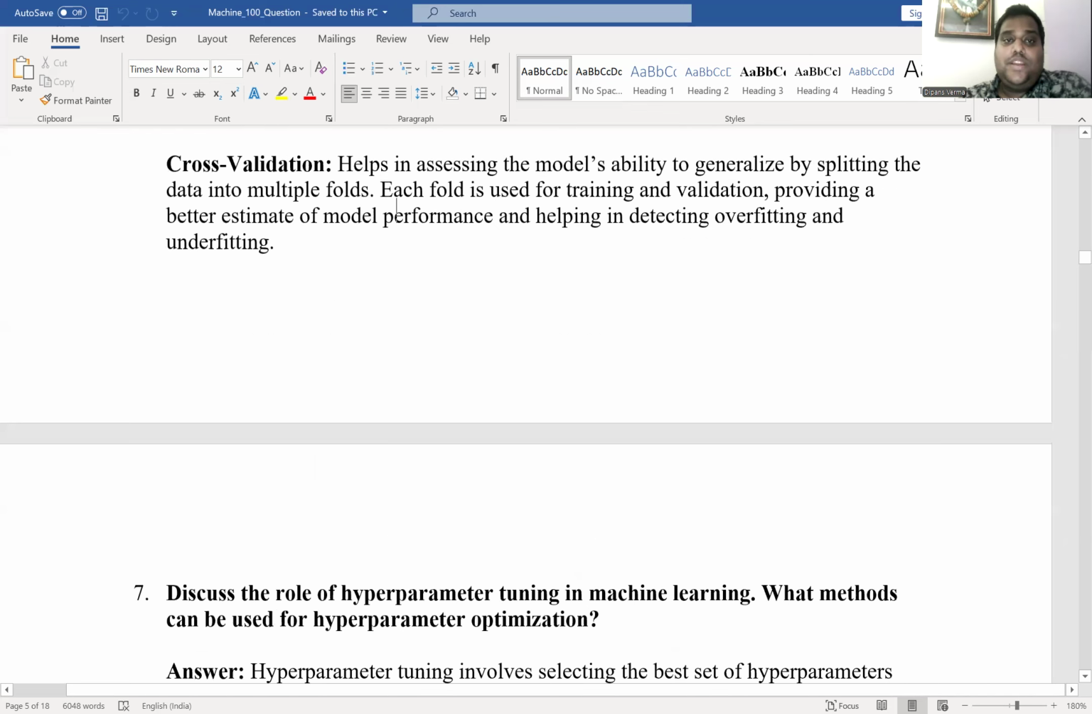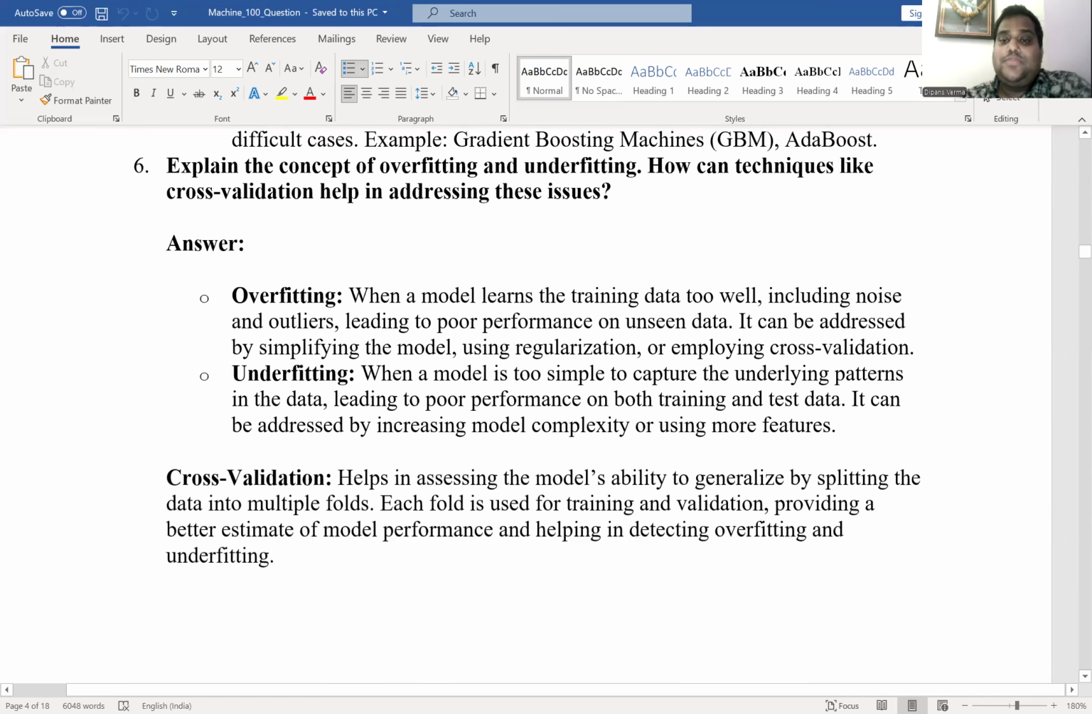Overfitting and underfitting: underfitting happens when a model is too simple to capture the underlying patterns. Overfitting happens when the model learns the training data too well, including random noise, leading to poor performance on test data. It can be addressed using techniques like regularization and cross-validation.